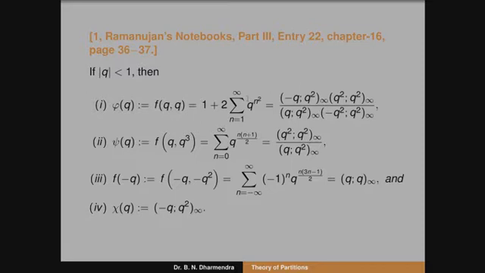The first one is a square number, the next one is a triangular number, and the next one is a pentagonal number. Respectively they are called phi of q, psi of q, f of minus q. Now to show that phi of q is equal to 1 plus 2 times the summation n running from 1 to infinity of q to the power of n squared, and similarly another way we have to show that is in terms of a q-product, that is (minus q; q squared) infinity times (q squared; q squared) infinity divided by (q; q squared) infinity times (minus q squared; q squared) infinity.